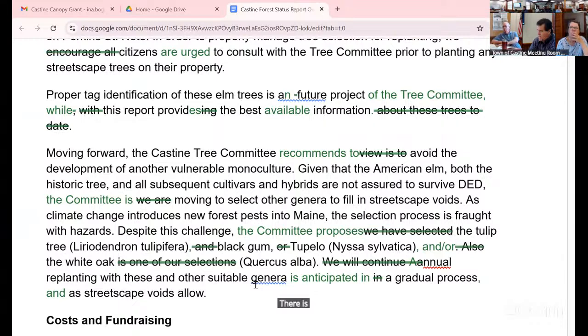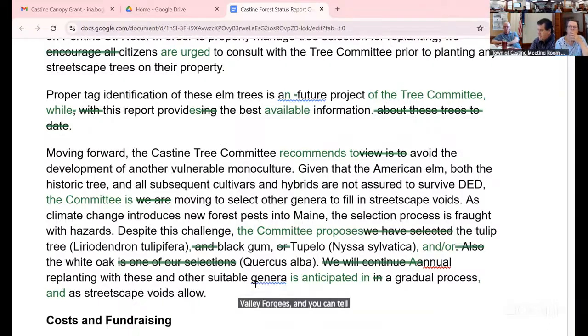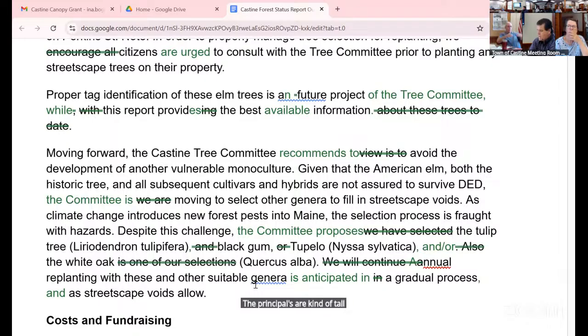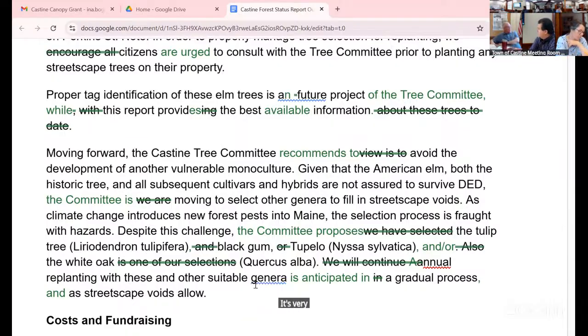There's a mixed bag along the golf course. There are several Princetons which are looking very good and have done very well. And there are other Valley Forges, and you can tell the difference instantly by the way their canopy grows. They're very different looking trees. The Princetons are kind of tall and oval, and the Valley Forges tend to splay out at the top like this.